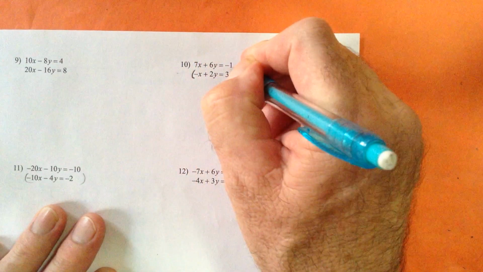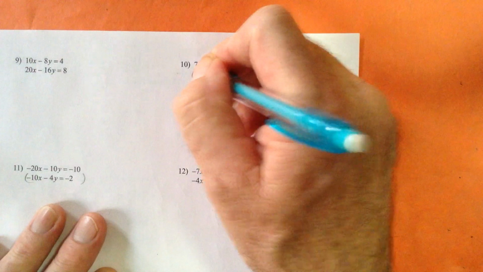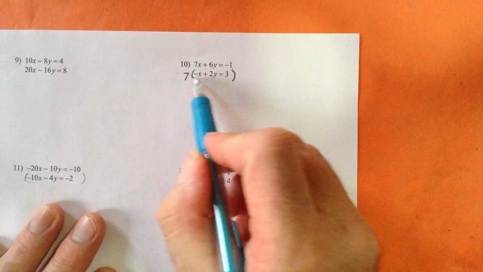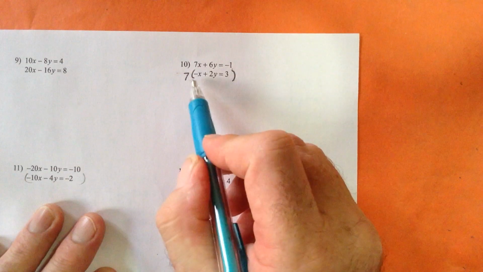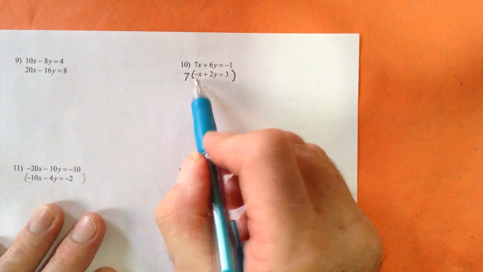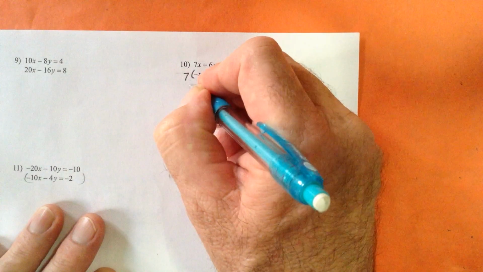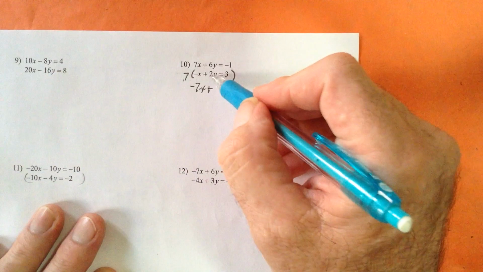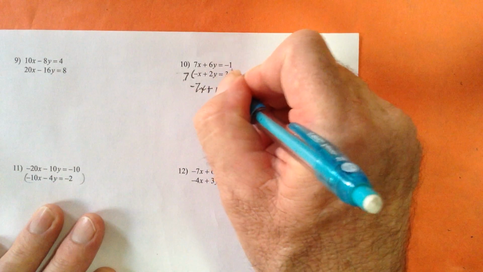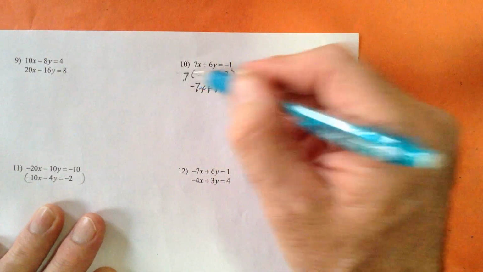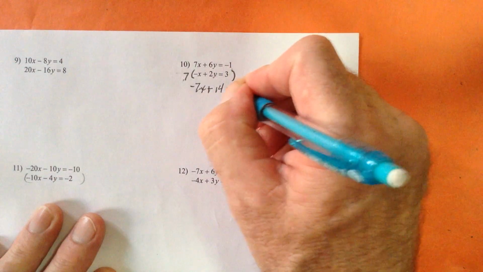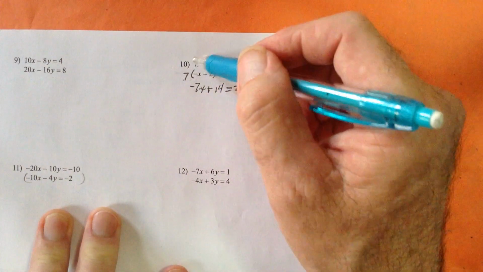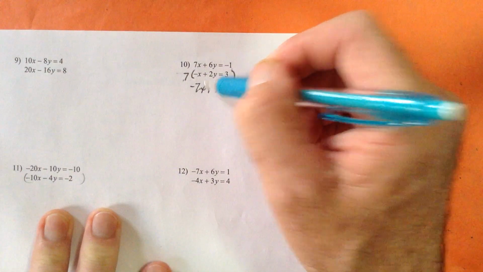Well, if I use the distributive property we learned about, if I put this in parentheses and multiply everything by 7, to keep them even, 7 times negative x would be negative 7x. Plus, 7 times 2y would be 14y. And then 7 times 3 will equal 21. So I multiplied all of them by 7 to get this to be negative 7x.